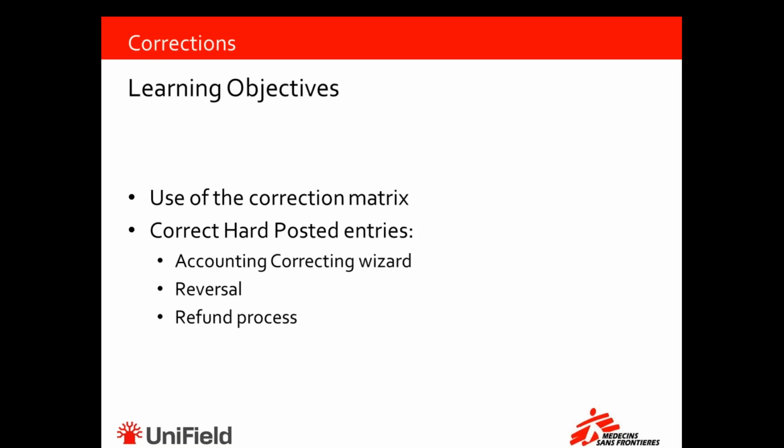But now we are in a situation where we have already posted the entry. This is why we deal only with advanced users, because you already gave the green light to hard post the entry. The entry has been posted, then you realize there is a mistake, and you have to know how to do the correction. After that, we'll see how to use the correcting wizard, how to do the reversal, just as a reminder, and the refund process.